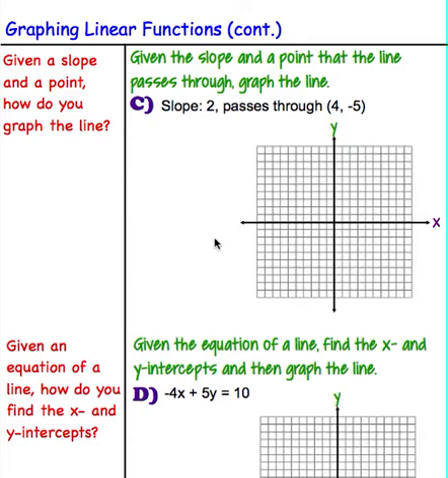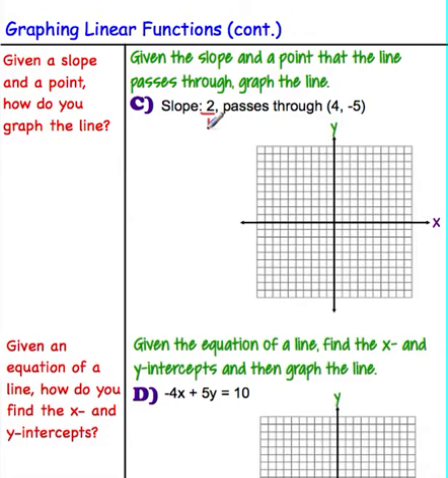We want to take a look at being able to graph a line that has a given slope and passes through a given point. This example we have here has a slope of 2 and passes through (4, -5). Now if you recall, slope is your rise over your run, and so when you have a whole number slope, we want to put that over 1 to remind us that it's a rise of 2, run of 1. Both positive, so we're going up and to the right.